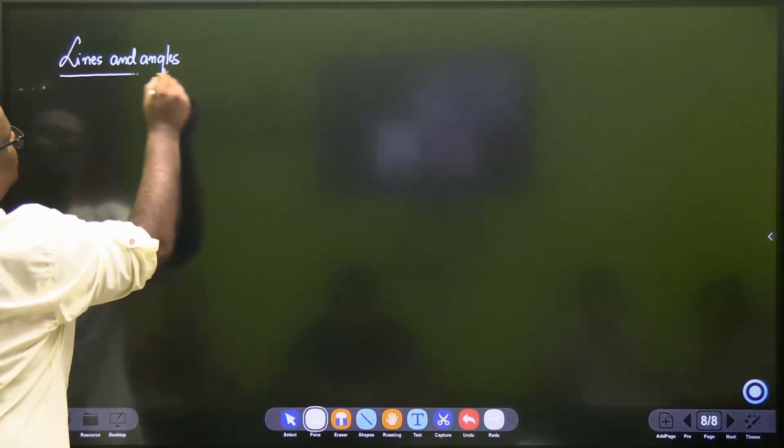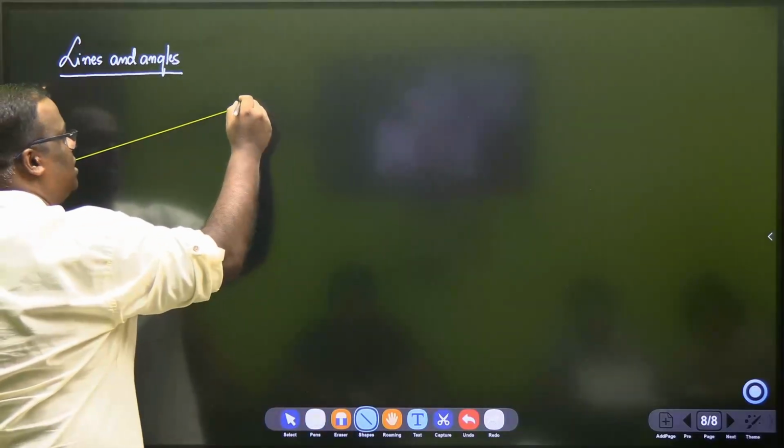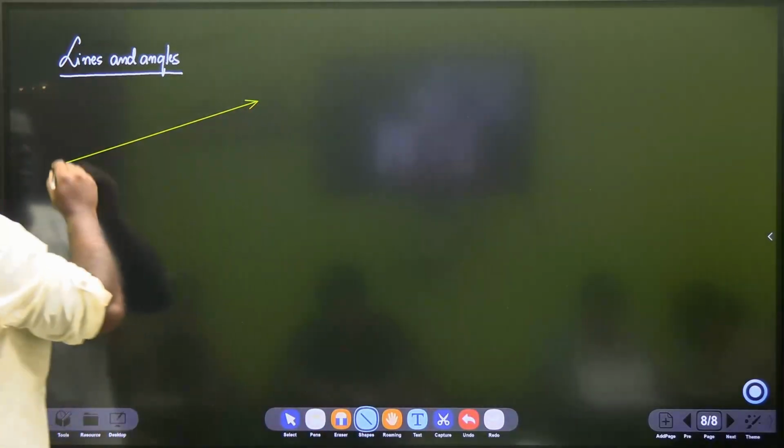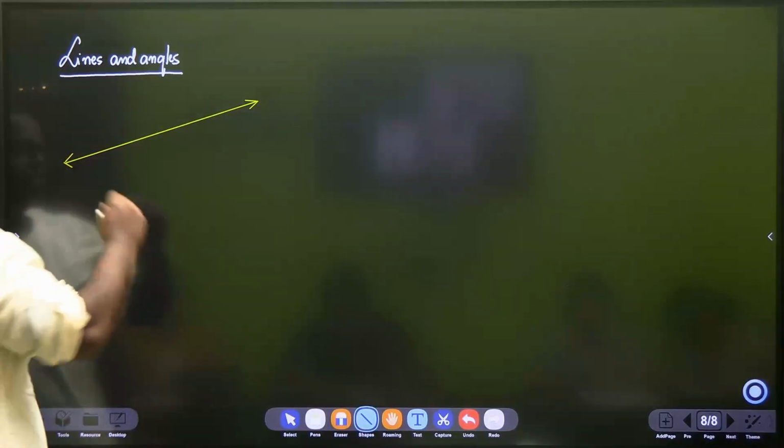Lines and angles. So let's talk about a line. A line is a geometric impression which extends infinitely on both sides. This is a line, right? I hope you know this. Cut out a portion of it, then it is known as a segment.